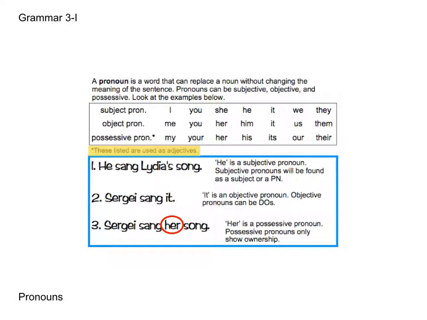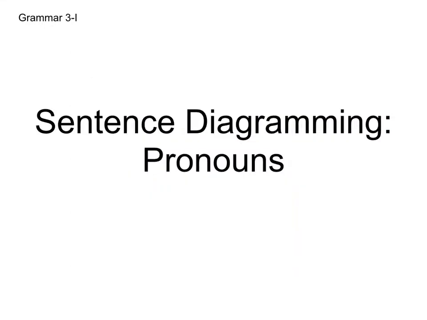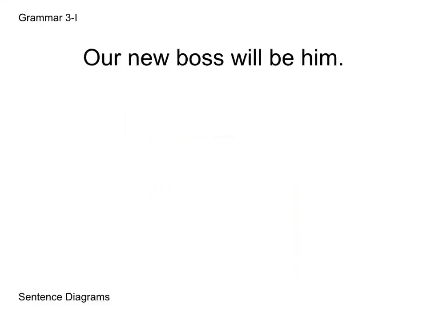So now we're going to get into the sentence diagramming of pronouns. So we're going to have the sentence, our new boss will be him. Let's start with our basics. We've got our subject and our verb phrase. Boss is our subject and will be is our verb phrase. And then we have him at the end of this sentence.